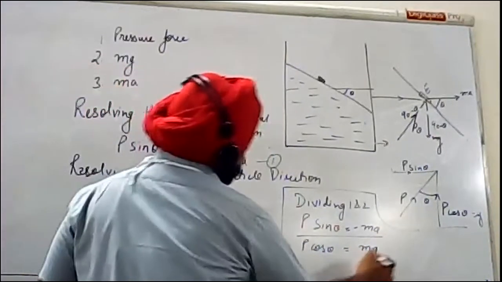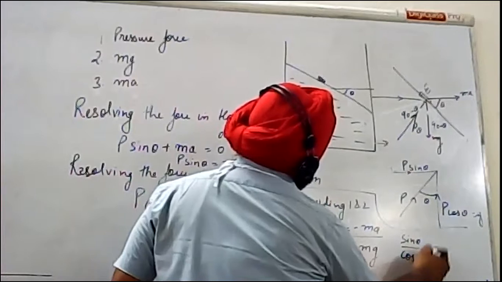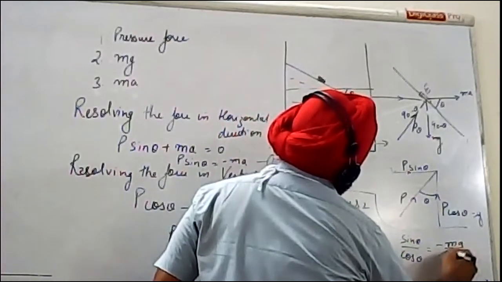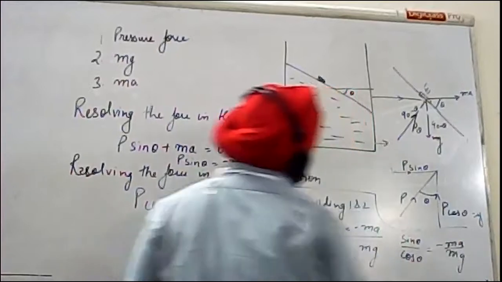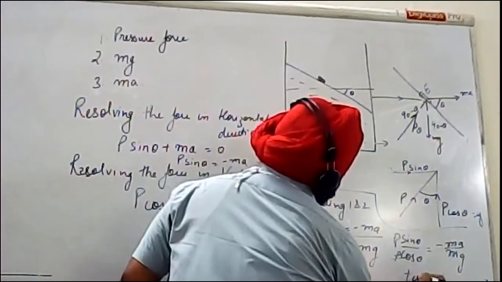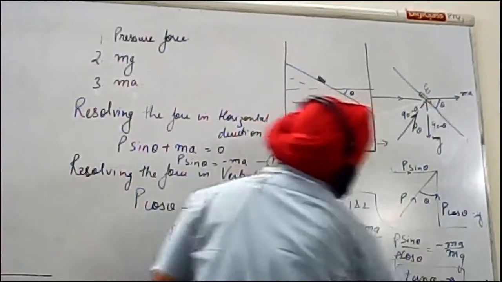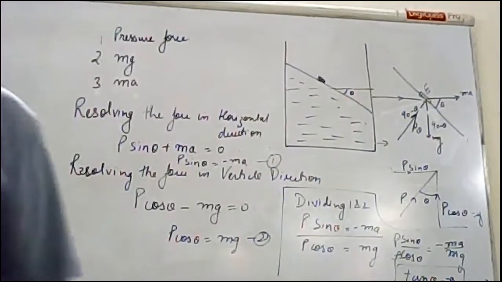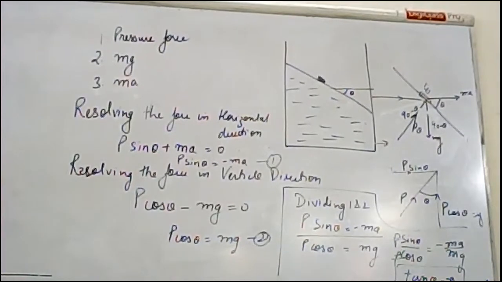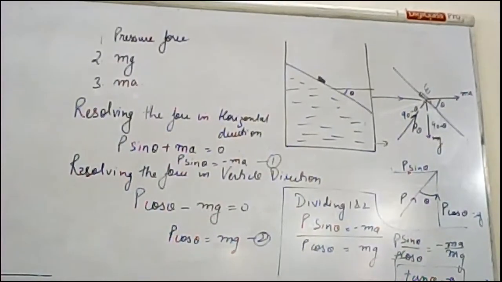And you can take it separately also. Sin theta by cos theta is equal to minus ma by mg. Now m will be cancelled with m and P will be cancelled with P. Now you are left with tan theta is equal to minus a by g. This is what is required. Tan theta is equal to minus a by g. In this case, the minus sign shows that the free surface of the liquid is sloping down, that is, in the downward direction. If you have some question, you can ask me.